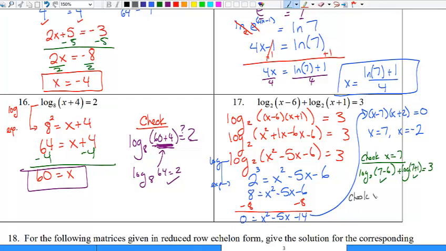Now let's check x equals negative 2. So I have log base 2 of negative 2 minus 6. Uh-oh, right there. Now I know there's more to it, but it doesn't really matter. Negative 2 minus 6 is negative, and there is no such thing as a log of a negative, which goes back to the domain of the log functions that are only positive. So therefore, I have to take that answer out. So the only answer that I can have is x equals 7.